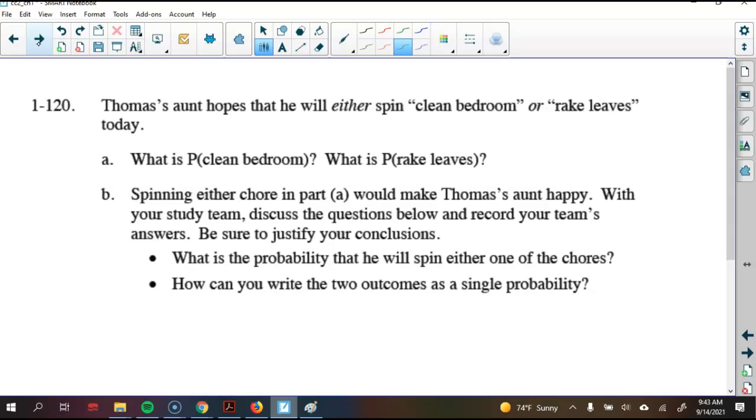Ooh, actually, wait, sorry, I lied. I forgot what the next problem is. We're not ready to not look at the spinner, so keep that spinner out in front of you.